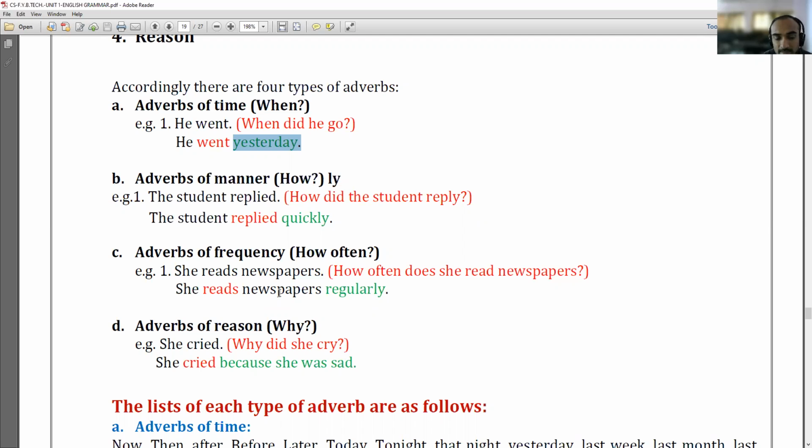Okay. So in this example when we are asking the question beginning with how often, then we can get the answer, and that answer itself is called as the adverb of frequency. For example, when we are asking question with how often does she read newspaper? ती न्यूजपेपर किती वेळा वाचते तर रेग्युलरली. ती रेग्युलरली म्हणजे दररोज वाचते. Okay. So it is called as the adverb of frequency.